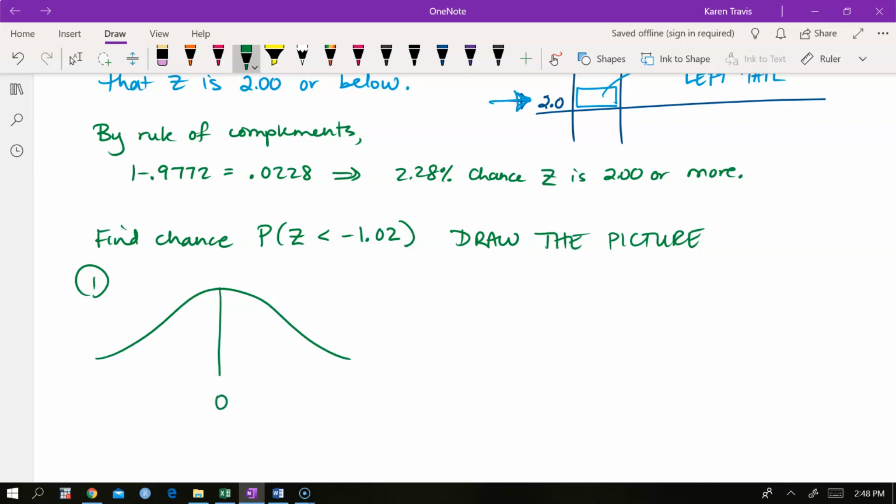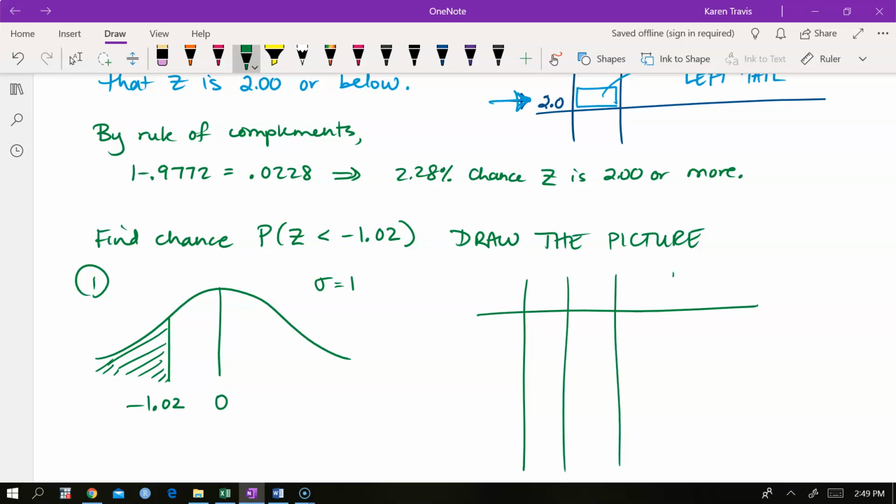So the middle is 0. I do a little picture of what the standard deviation is over there, because once we change it from a 1, we're going to need to keep track of it. And then I'm going to draw a negative 1.02 and say what's the chance we're going to get below it. So when we do that, we're going to go to our normal table and we'll see that the negatives are on the other side of your table.